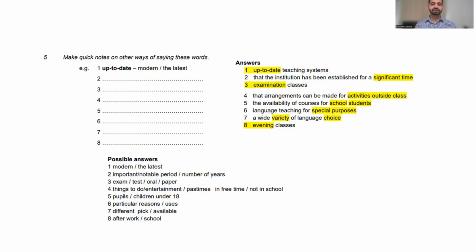For significant, it can be also important, noticeable, period, numbers, number of years, right? Examination, it could be just exam, test, oral, paper, right? Activities outside class, it may be mentioned as things to do, entertainment, pastimes in free time, not in school. School students, pupils, children under 18, those are mostly school students, right? Special purposes, particular reasons or uses, variety, choice, different pick, available, yeah.